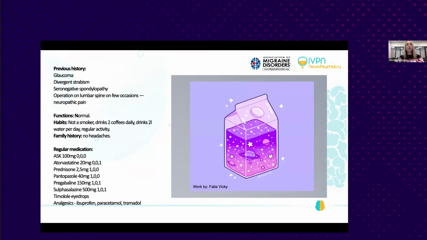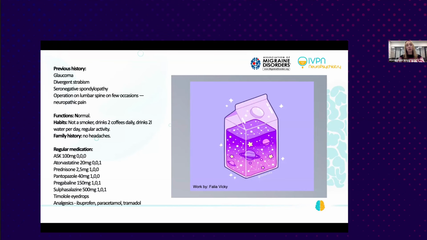From her previous history, we know that she has glaucoma, that she has divergent strabismus, that she is being treated for seronegative spondylopathy, that she has had operations on her lumbar spine on several occasions, and because of it, she is suffering from neuropathic pain. Her functions are normal. She is not a smoker. She was a smoker at that point. She drinks 2 coffees daily and 2 liters of water per day, and she regularly exercises. Nobody in her family has headaches.